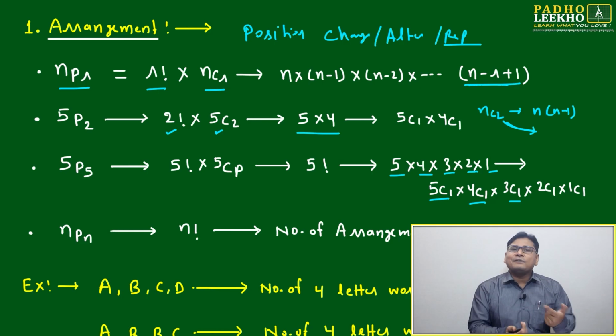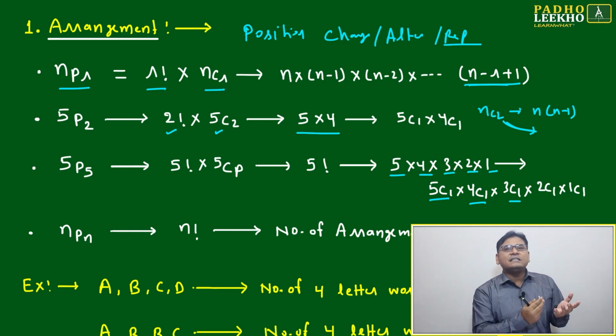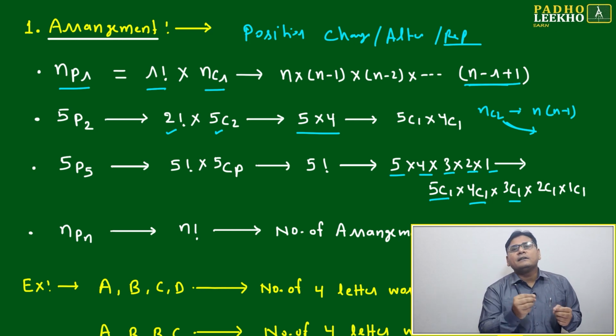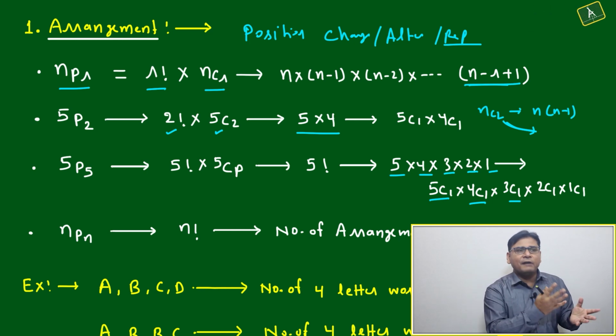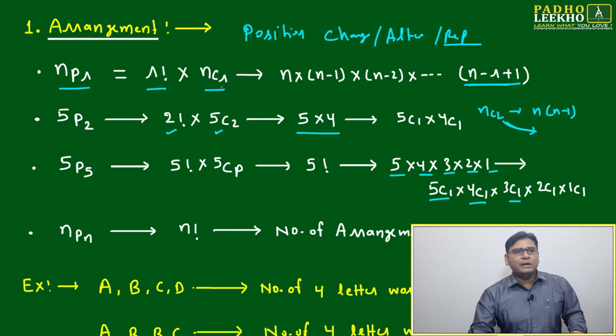That we have not done if you are selecting all 3 together. Then what we have to do? After 5C3 we have to multiply the arrangement. How to multiply? We have to apply the factorial. We have to multiply by factorial, due to which we are doing nPr equal to r factorial into nCr.